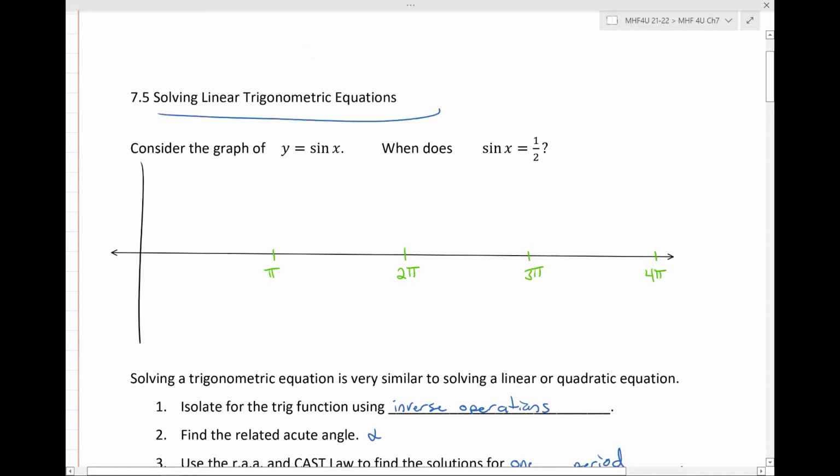Now here we're looking at solving linear trigonometric equations. This is a skill that will absolutely be called upon in calculus when you get into that course, so we need to be ready to handle it. Now, let's take a look at the graph of y equals the sine of x. You might say, hey, Mr. Pasotka, there's no graph right here, and that's because we haven't drawn it yet, right?